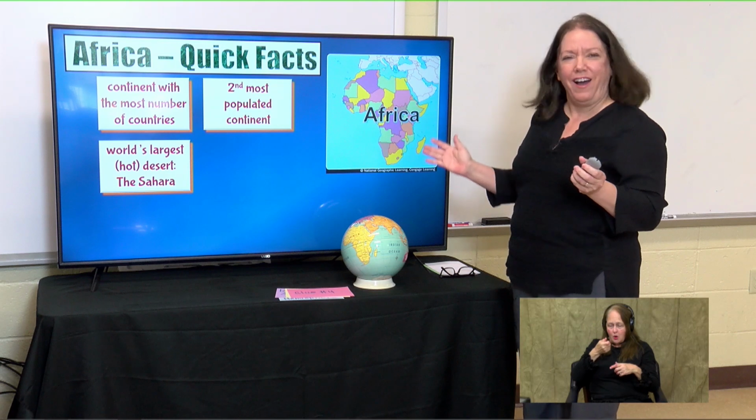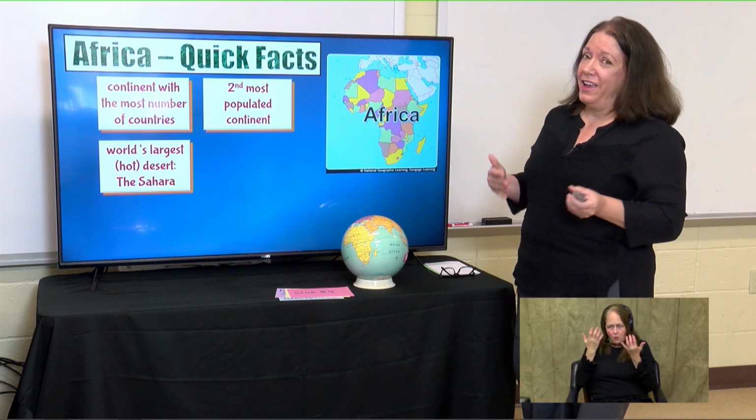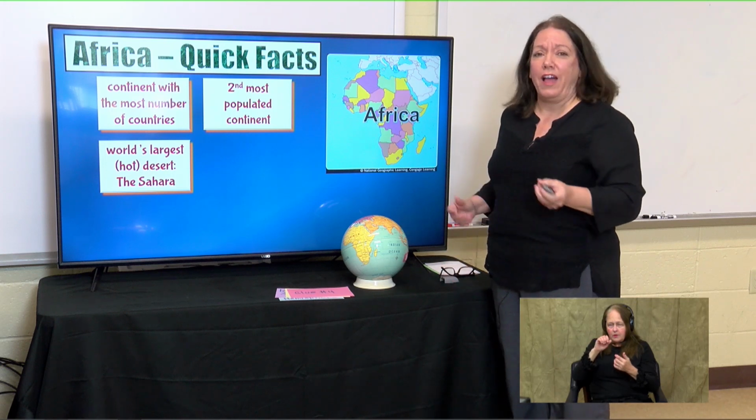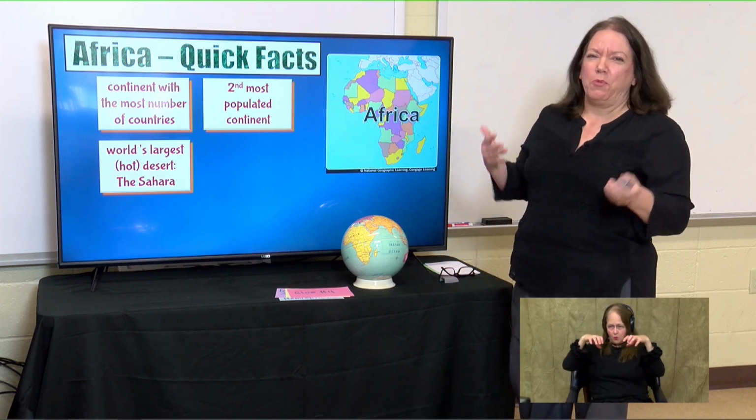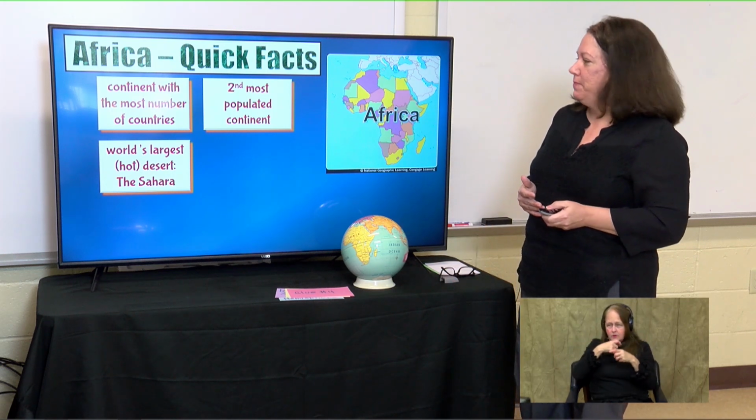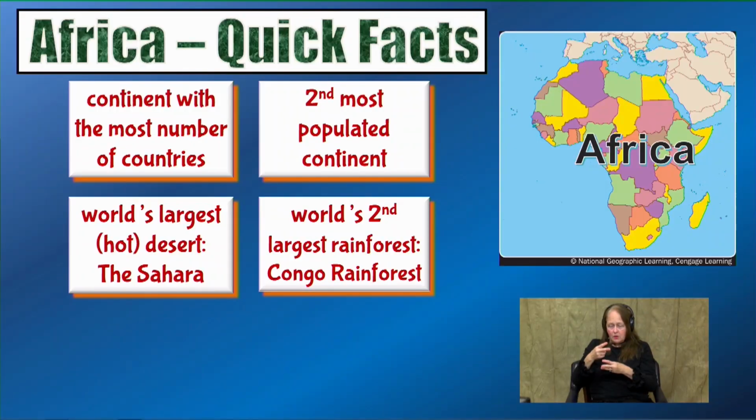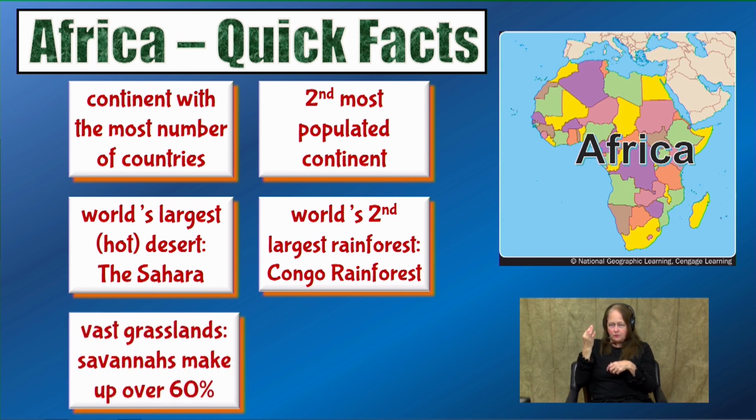Now, why did I just say hot? Well, technically, Antarctica is the world's largest desert. Deserts are measured by lack of rainfall, but most people, when they think of a desert, they think of a hot place. It also has the world's second largest rainforest, the Congo. And what was the world's largest rainforest? The Amazon. Exactly right.